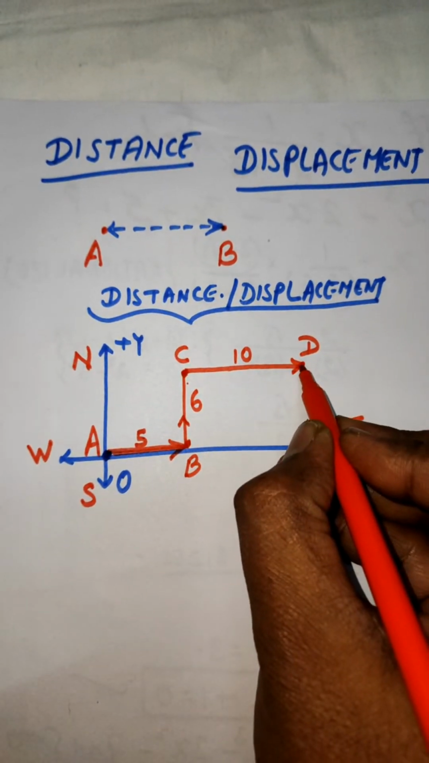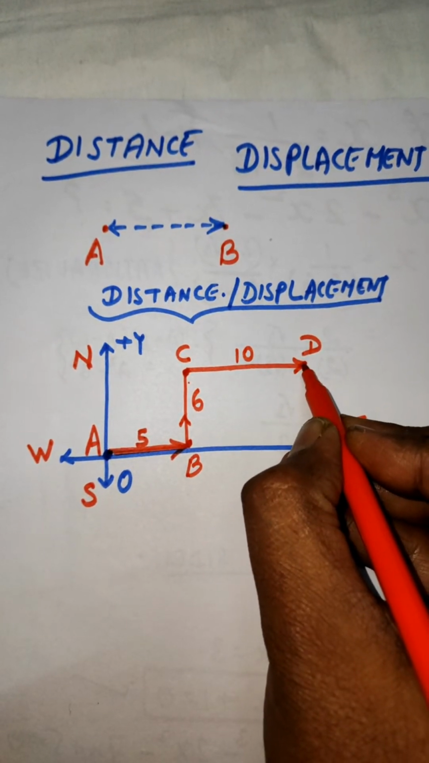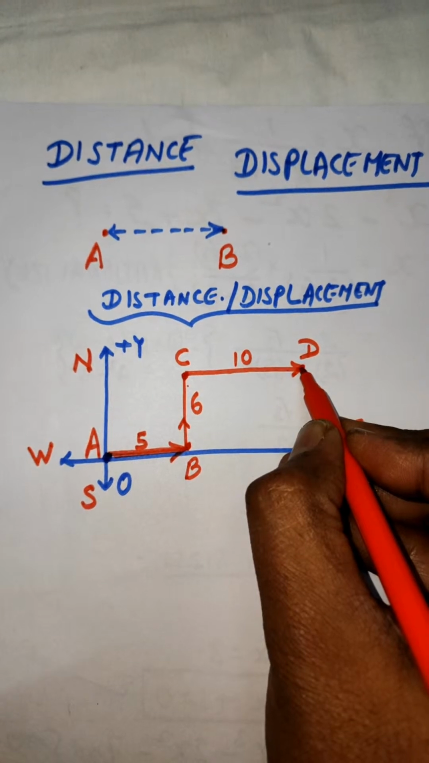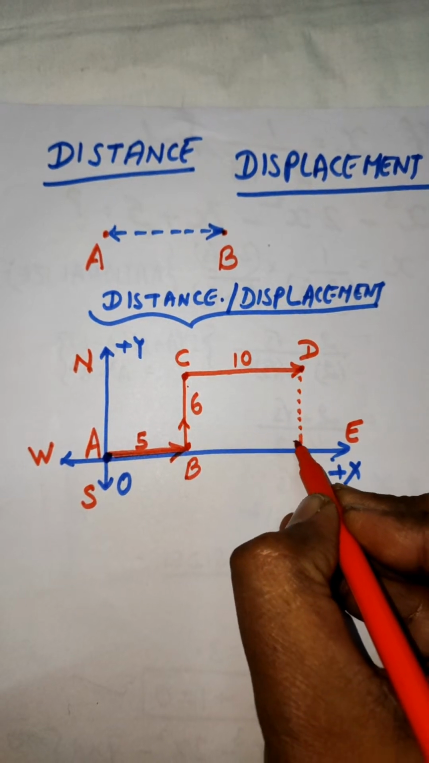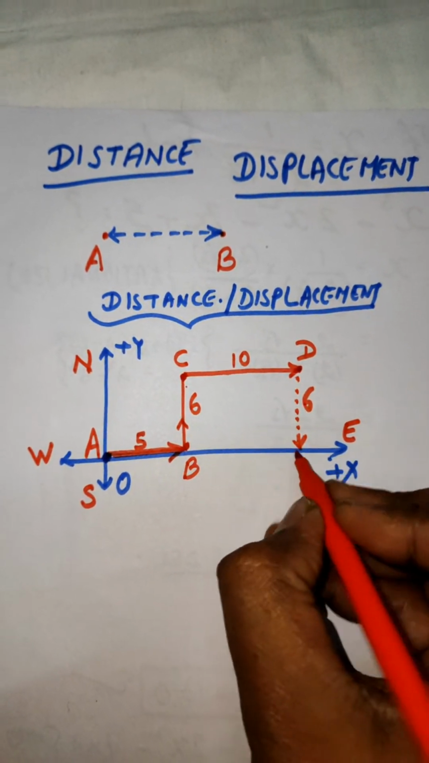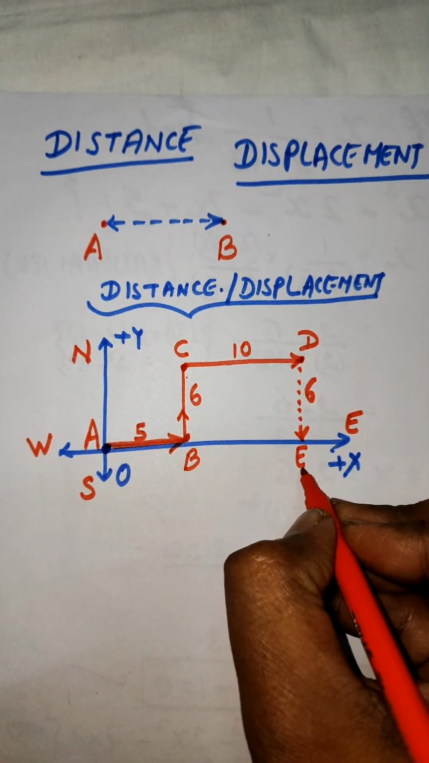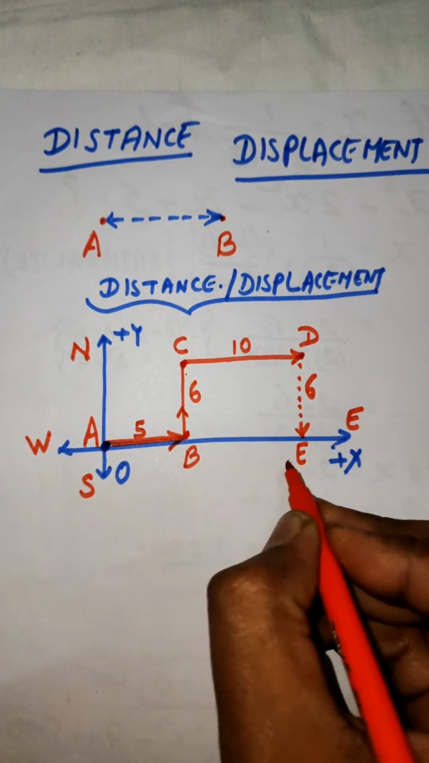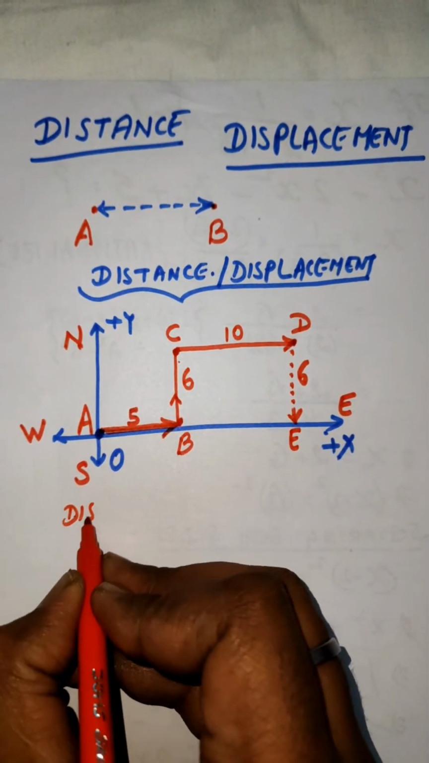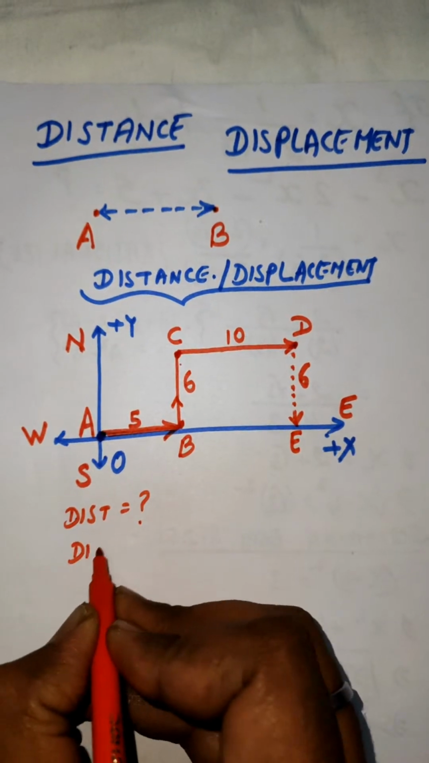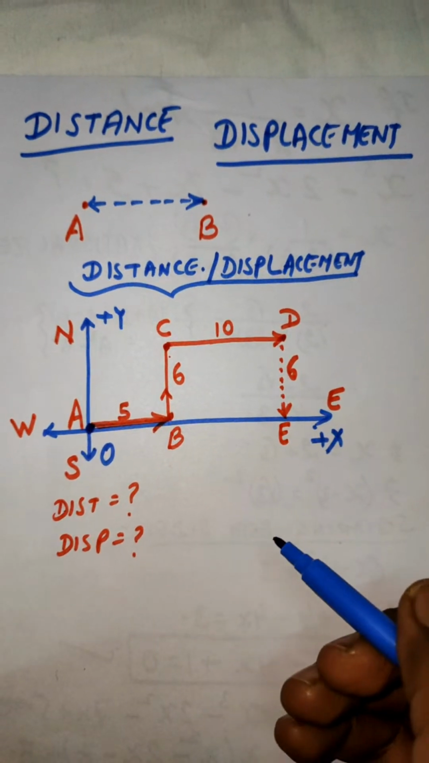He is standing at D, and suppose in the question it's given that after reaching D he turned towards south and goes another 6 kilometer, so let's say here he reaches a position at E, right? Now we need to find the distance and displacement in this question, right? What is the distance and what is the displacement? I expect some answers from your side.